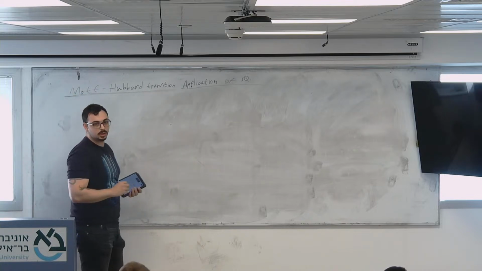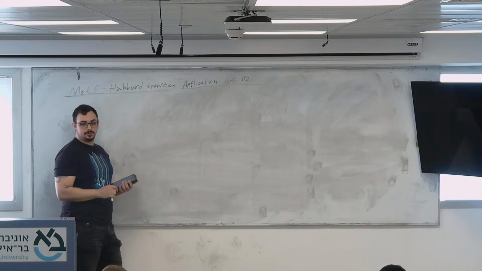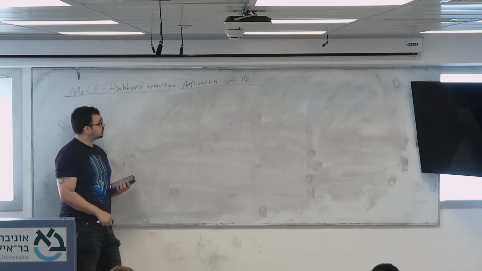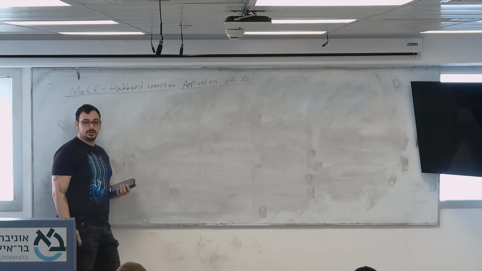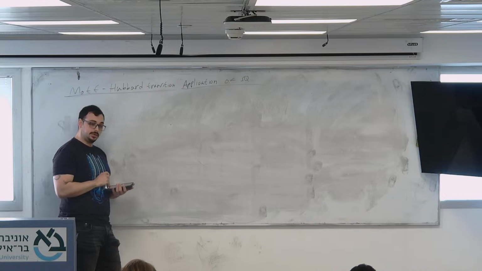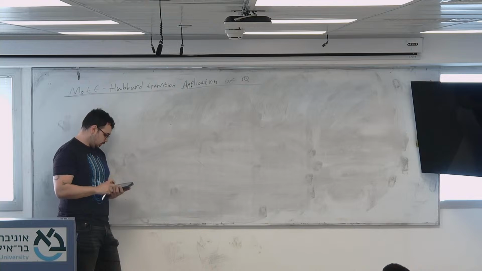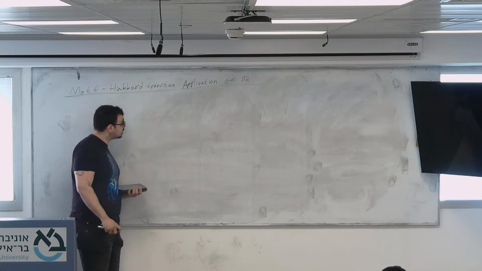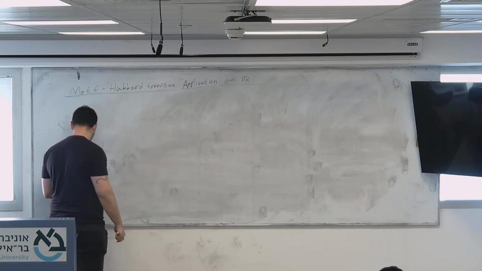Okay. So, continuing from the last tutorial about application of second quantization, we go for our second example, the Mott-Hubbard transition. If you remember, last time we talked about the free electron gas with interaction, and now we're talking about a different subject.